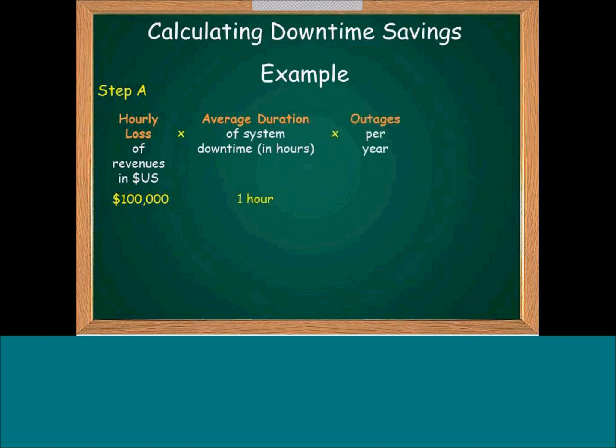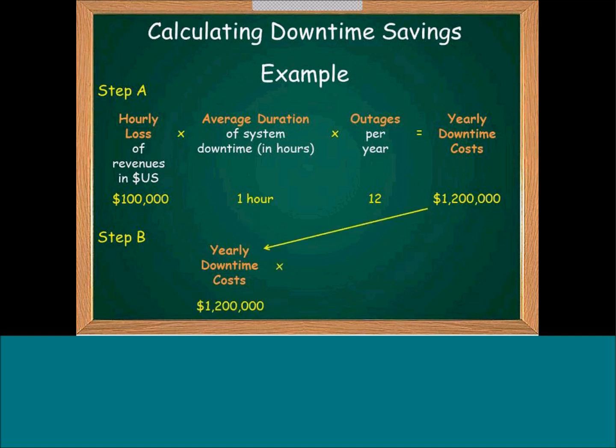And then we're going to multiply that by the number of outages per year, and we're going to say this happens once a month. So we'll say 12 outages per year. And that produces our yearly downtime costs of $1,200,000. So now we take that and plug it into step B as yearly downtime costs and multiply that by the reduced outages as a percentage thanks to automation. And as we said before, we're going to be very conservative, and we're going to use 10% as the amount that we think we can save thanks to IT process automation. And when we do the math, that equals a yearly savings of $120,000.